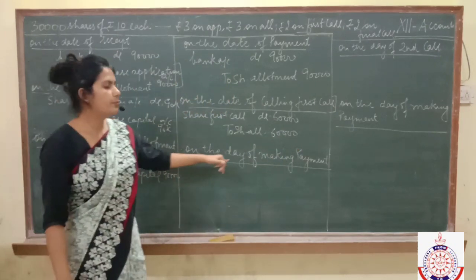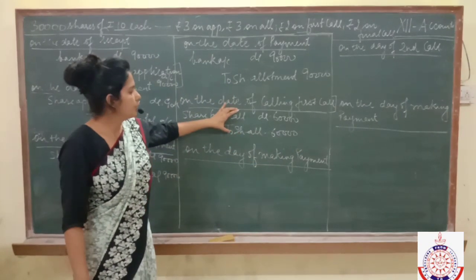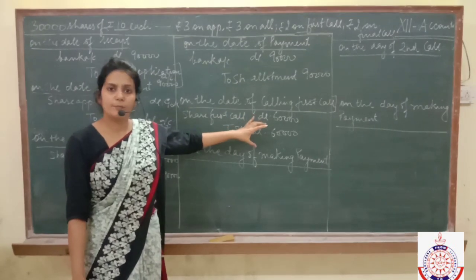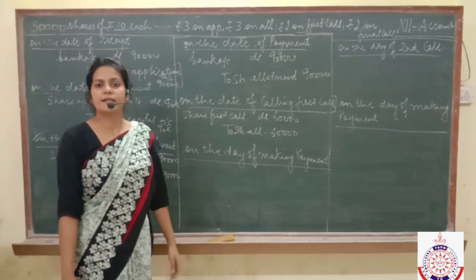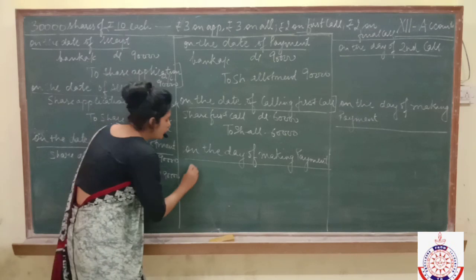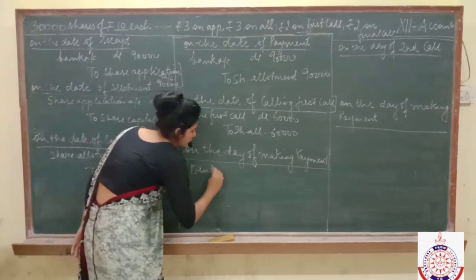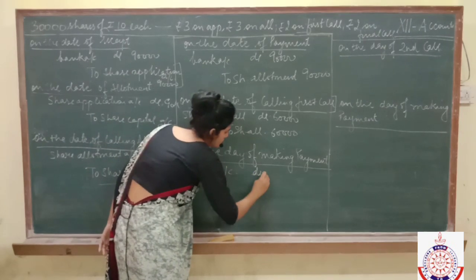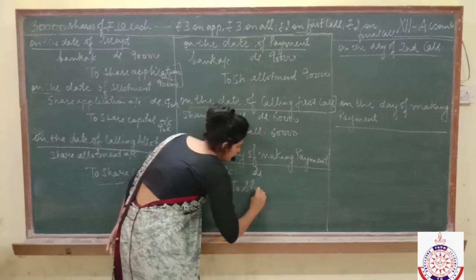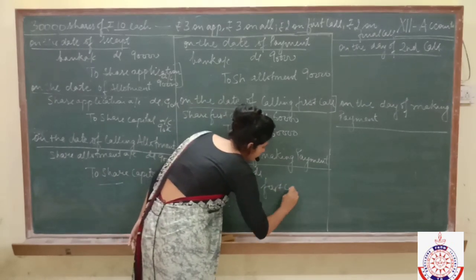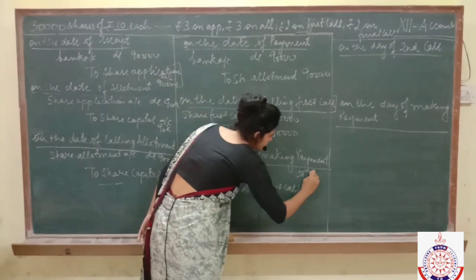Now on the day of making payment. You have informed your shareholders to make you the payment. So after 14 days, when they give the payment to you, what entry are you going to pass? Bank account debited to share first call 60,000.